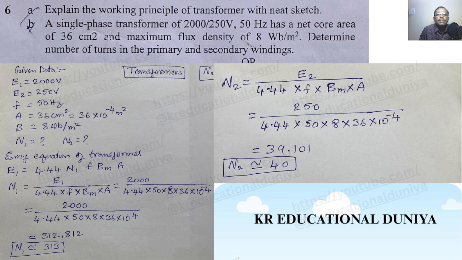Okay, while taking itself we have to convert into meter square, because we are taking all the values in meters, right? So 36 centimeters square into 10 power minus 2 whole square, that is 10 power minus 4. Okay, 36 into 10 power minus 4 is the area in meter square. After that, maximum flux density B is 8 Webers per meter square. Here they have given in meters only. And determine the number of turns in primary and secondary windings.